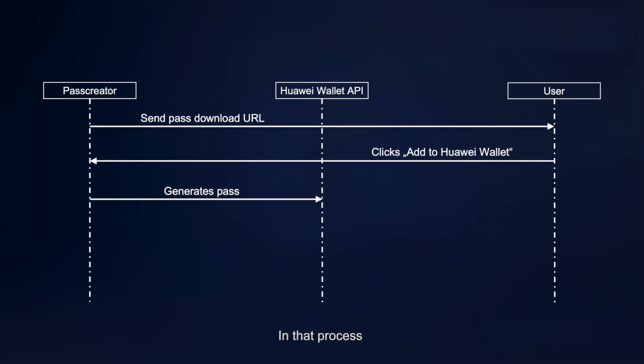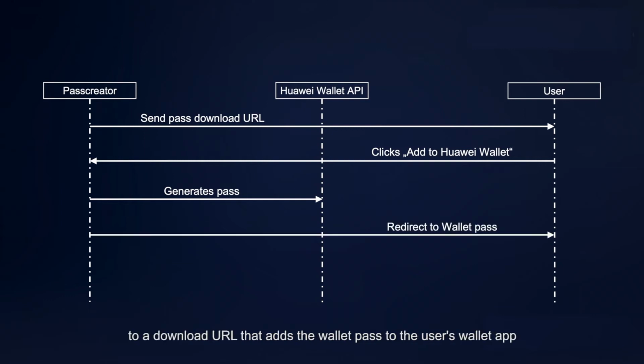In that process, the personal data of the user, if there is any on the pass, is transferred and the pass is generated. After the pass has been generated, Passcreator automatically redirects the user to a download URL that adds the wallet pass to the user's wallet app.